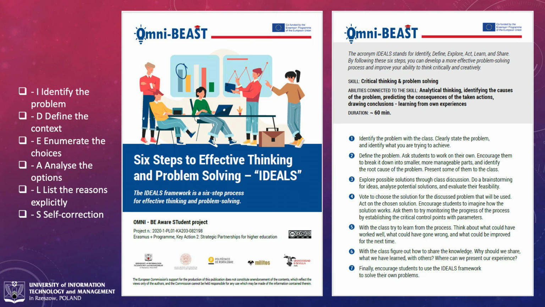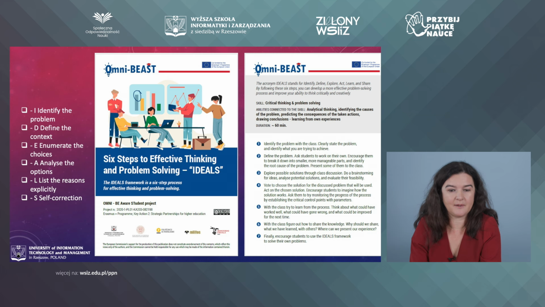Step three, E: enumerate the choices. What options do we have? Step four, A: analyze the options. What is the best alternative available? Step five, L: list the reasons explicitly. Why is this the best available alternative? And finally, step six, S: self-correction. Looking at the problem again, what have we missed?